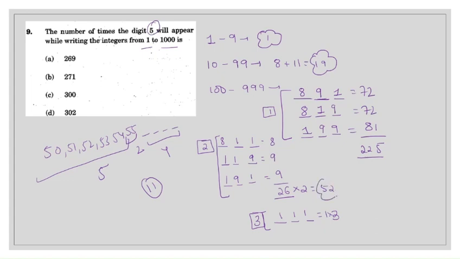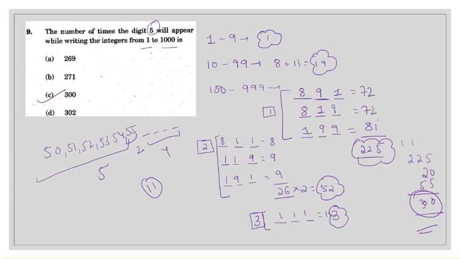So we'll add 52, 2 to 5, and 3 plus 19 and then 1. So it will become 20, 25, plus 55. After adding this we'll get 300. So 300 will be our answer to this question.